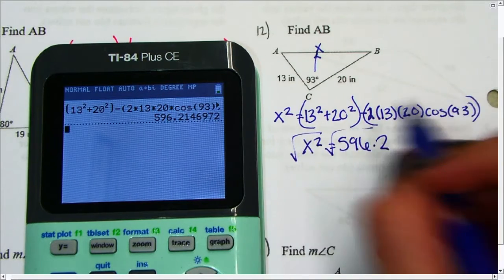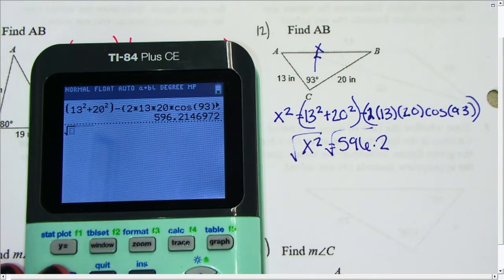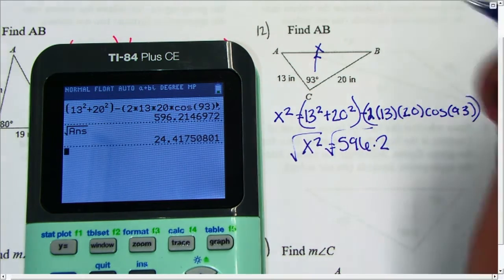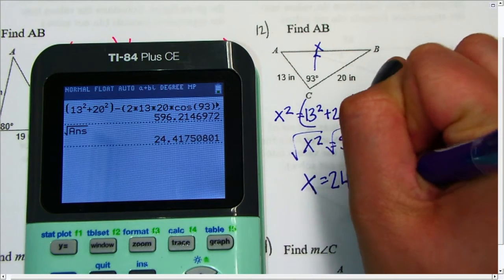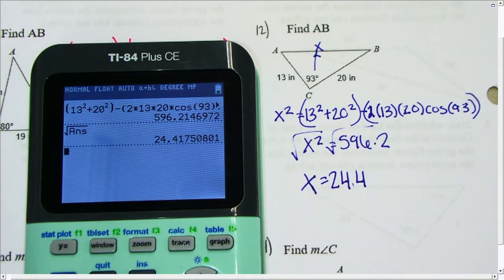Remember, I need to square root. Second x squared, second negative sign means square root my previous answer. So I get 24.4 as my x value. My pen is dying. So 24.4.